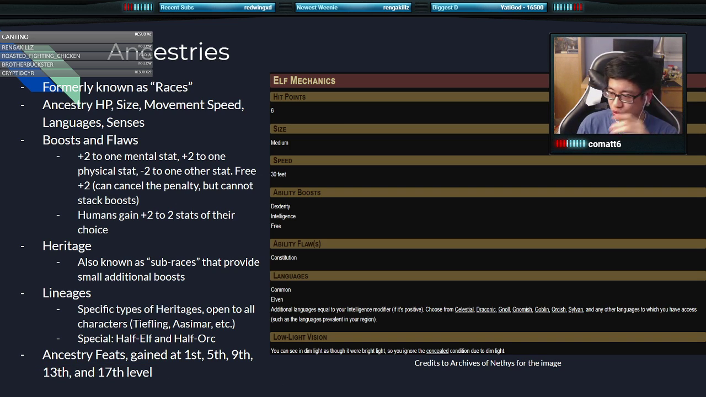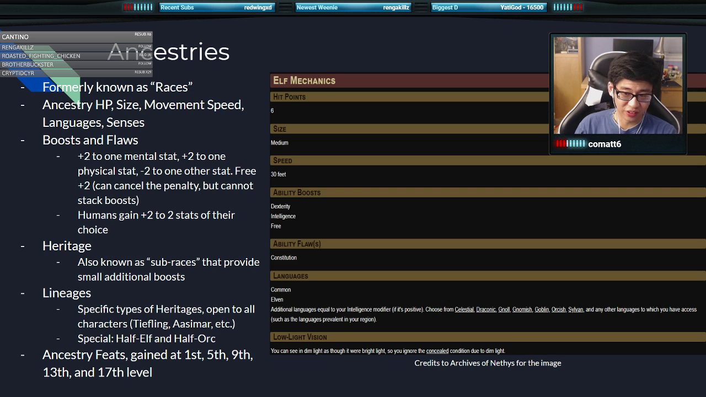Oh yeah, humans get 2 +2s. They have to be in different stats. Easy peasy. After you select an ancestry, you select a heritage, also known as a sub-race to those of you that play Dungeons & Dragons 5th edition, and there's additional boost to that. So if we take elves, there's the Cavern Elf, which gives them dark vision. And then there's like the Arctic Elf that gives them cold resistance.